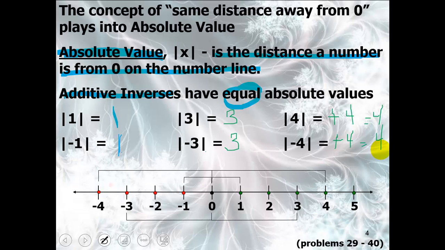All right, on the number line, here's what it looks like. This is the absolute value of 1. This is the absolute value of -1. Here, this is the absolute value of 3. It's 3 units. This is the absolute value of -3. Again, it's 3 units. So the absolute value, the distance, is the same. And this last one, here's the absolute value of -4. It's 4 units. Here's the absolute value of 4. It's 4 units. Okay?